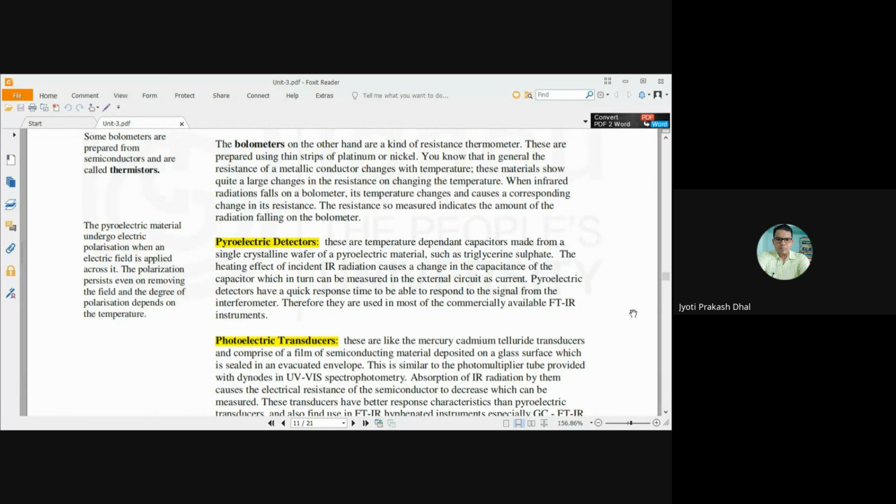The bolometer is a kind of resistance thermometer. These are prepared using thin strips of platinum or nickel, which are metallic conductors. There is a change in the metallic conductor's resistance with temperature. These materials show quite large changes in resistance with changing temperature. When IR falls on the bolometer, its temperature changes and causes a corresponding change in its resistance.